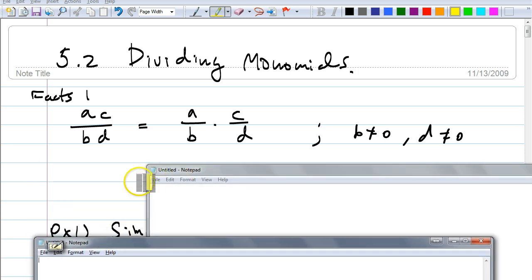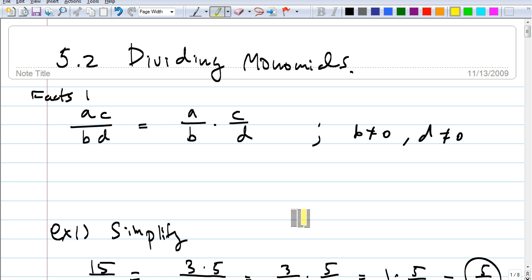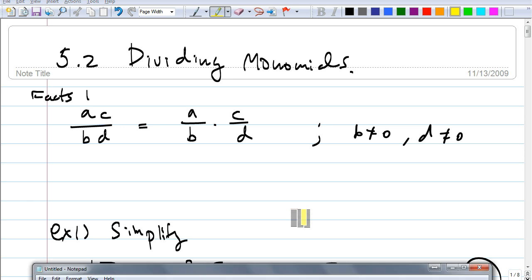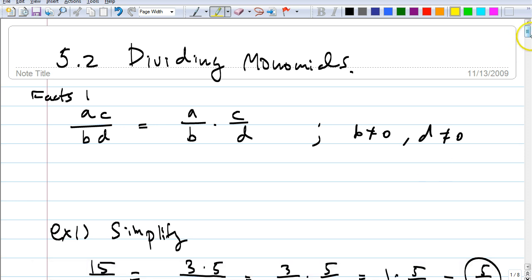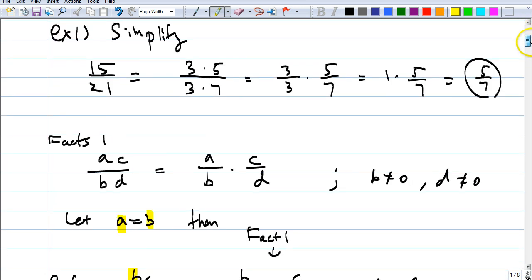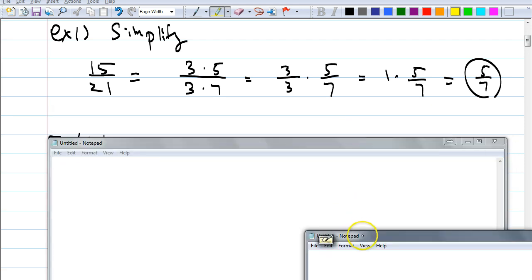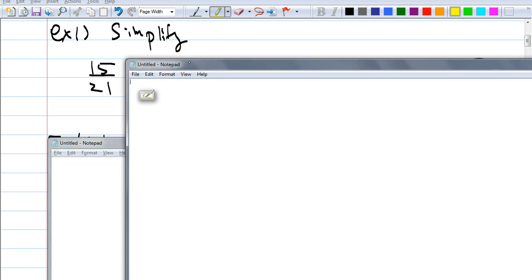So can you then do an example? So let's do a very simple one now. Can you try example 1? If I ask you to simplify this simple fraction, 15 over 21, I know that a lot of you could do this in your head. What does that become, by the way? 5 over 7. How did you get that? Divide top and bottom by 3 over 3.